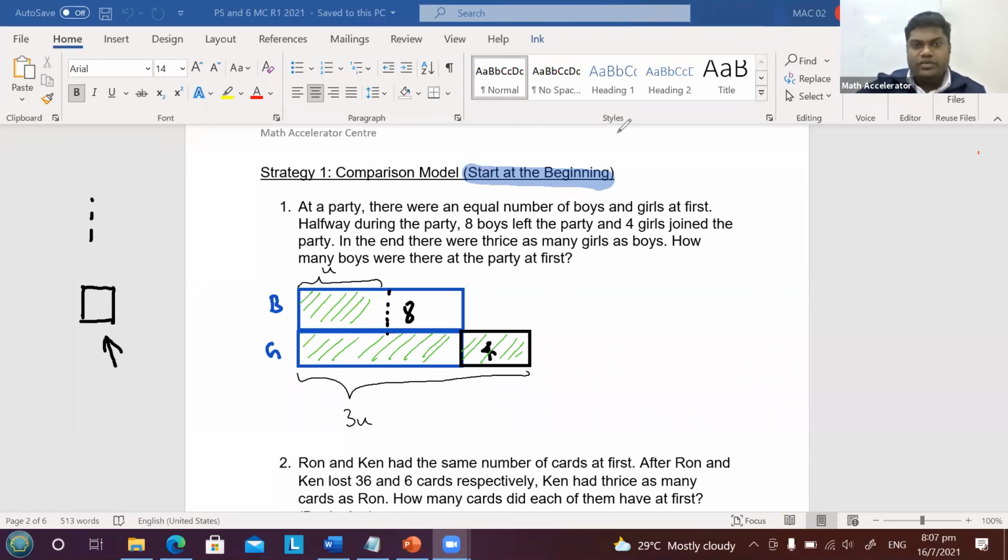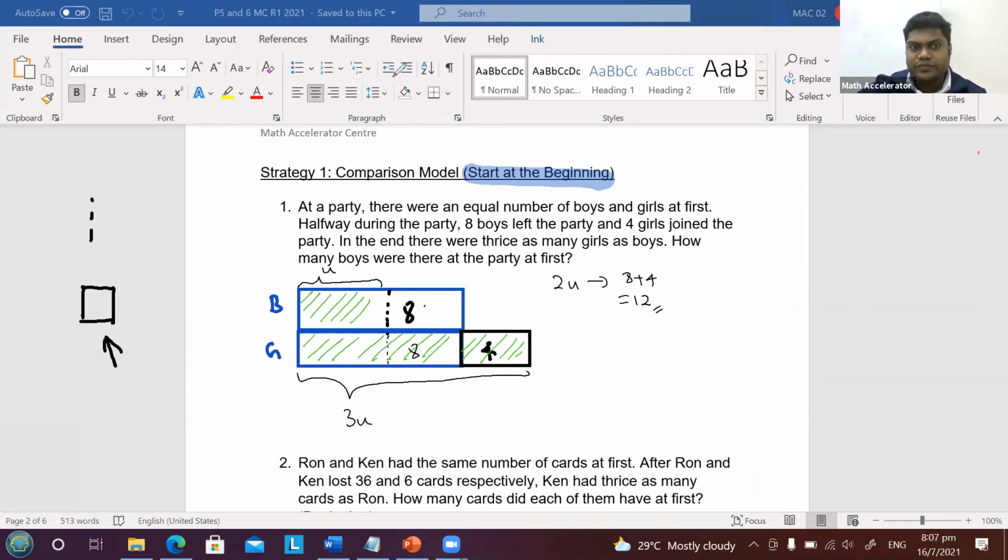Okay, good. So most of you know, right? The difference in terms of units is 2. What about the difference in terms of numerical value, in terms of numbers? So as you can see from the model, if this is 8, this is also 8. So 8 plus 4 will tell you that it is 12. So therefore, the 2 units equals 12.